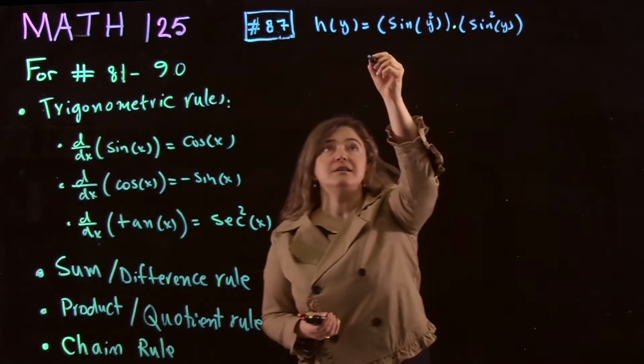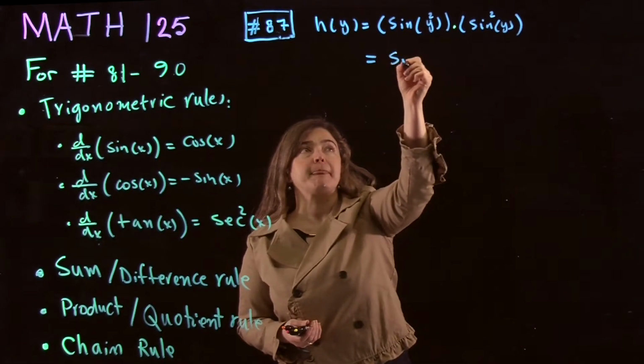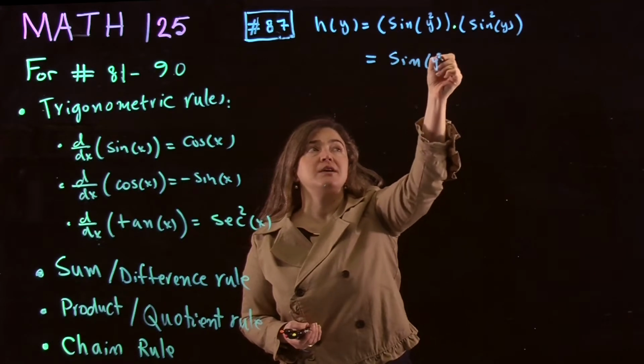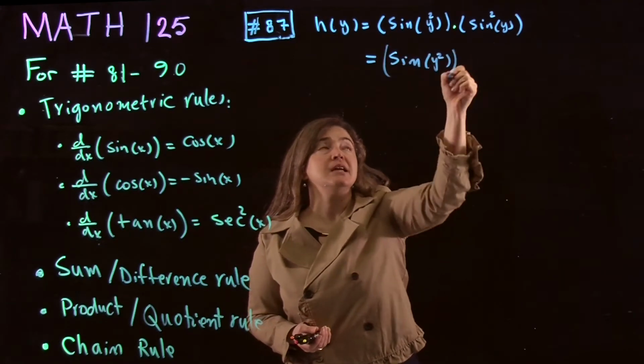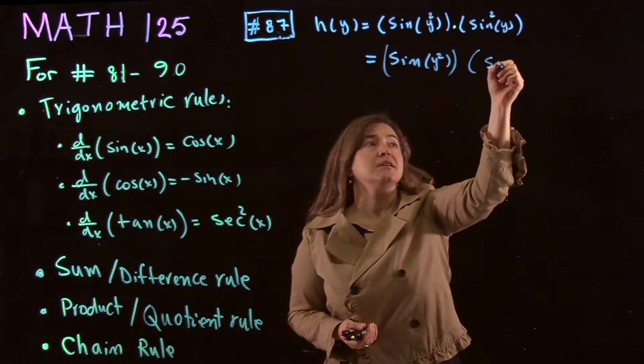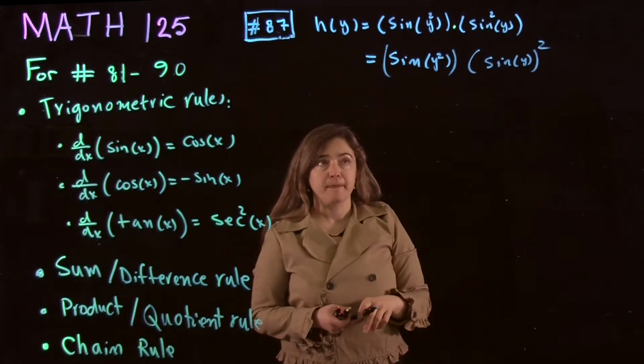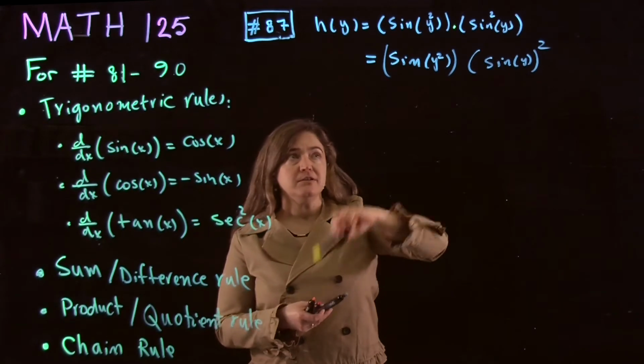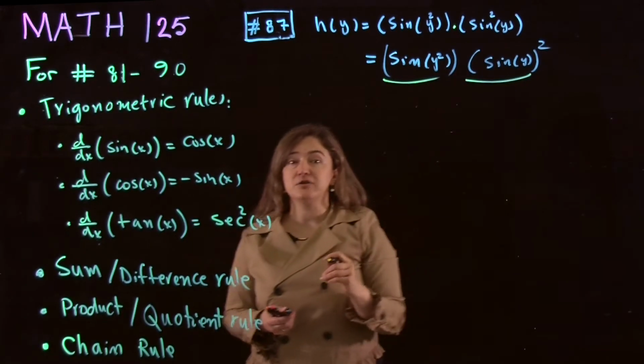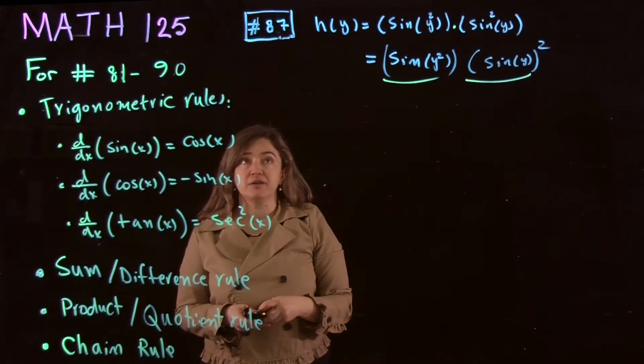I'm rewriting this function as sine of y squared times sine of y to power 2. First factor, second factor, let's do a product rule.